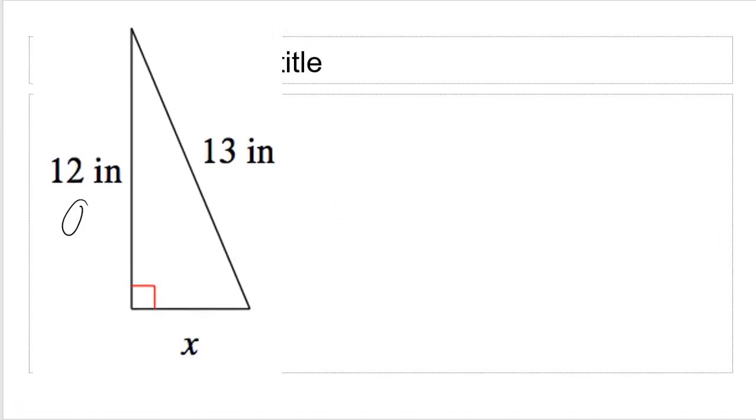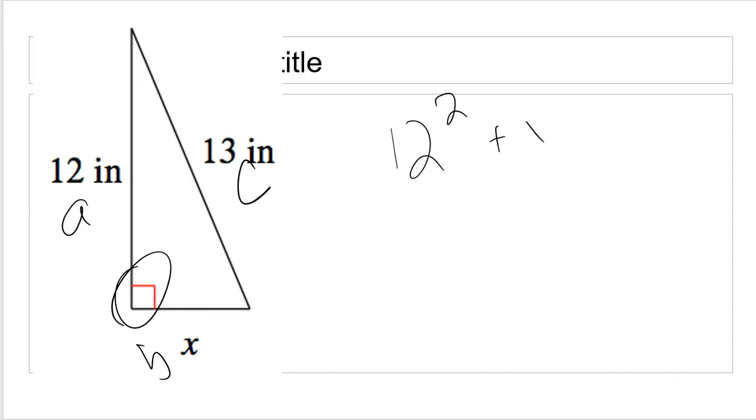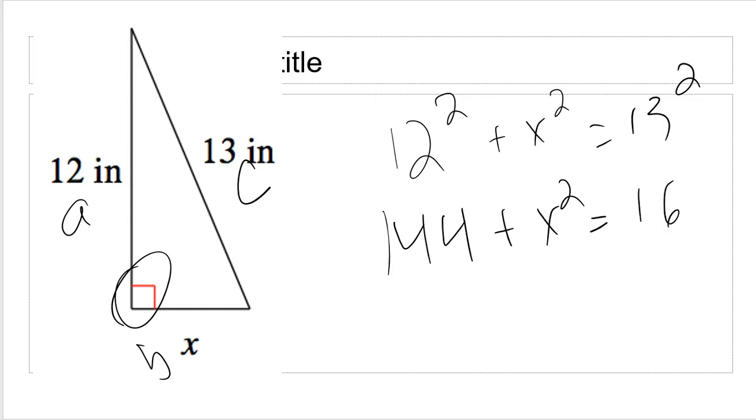you have to identify A. This is still B. We still got the right angle, and C. You can't always assume that the x value is your C. A is one of your legs. Legs are just the ones that are connected to the 90 degrees. So you got 12 squared plus x squared equals 13 squared. You can see now that my x is on the left side being added to 12. So that's 144 plus x squared equals 169.